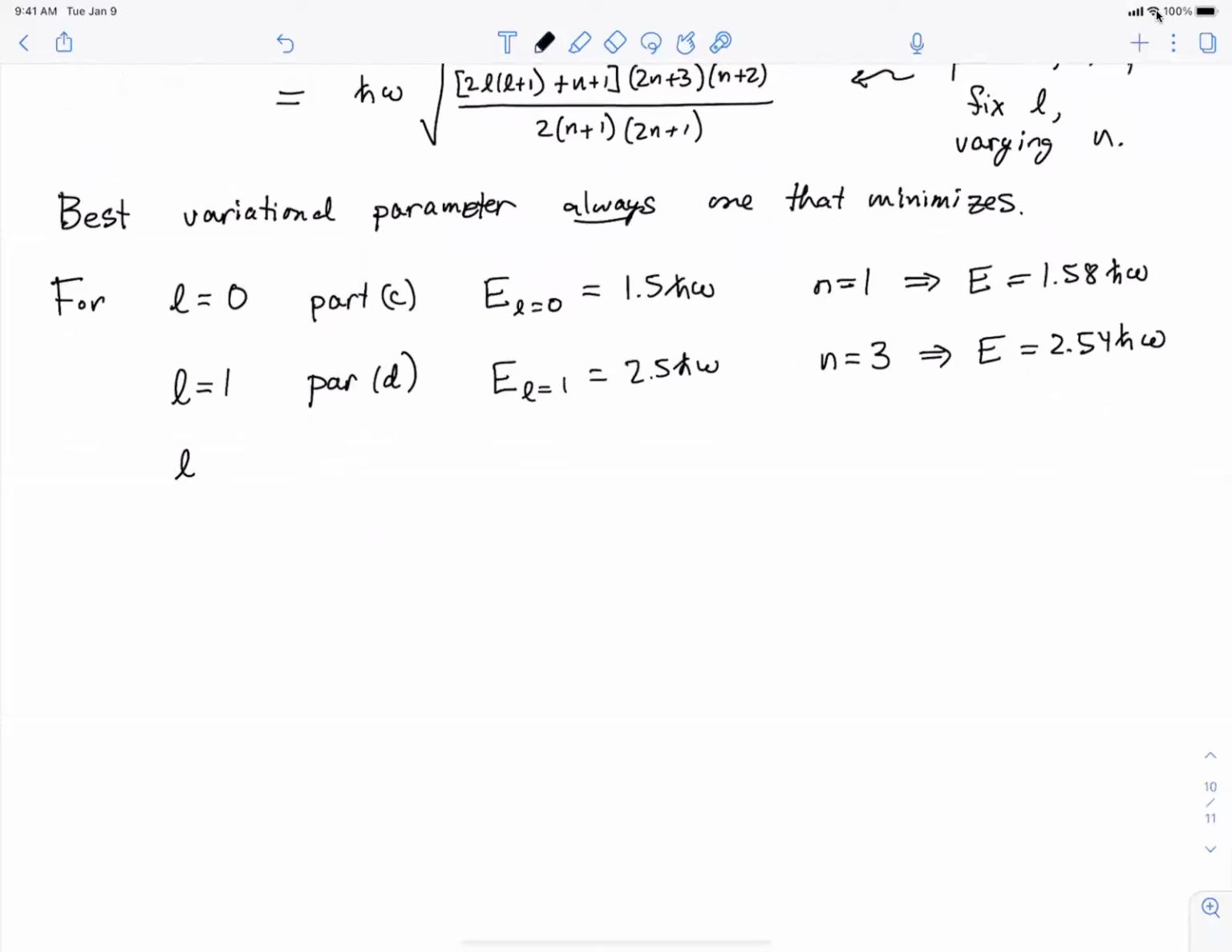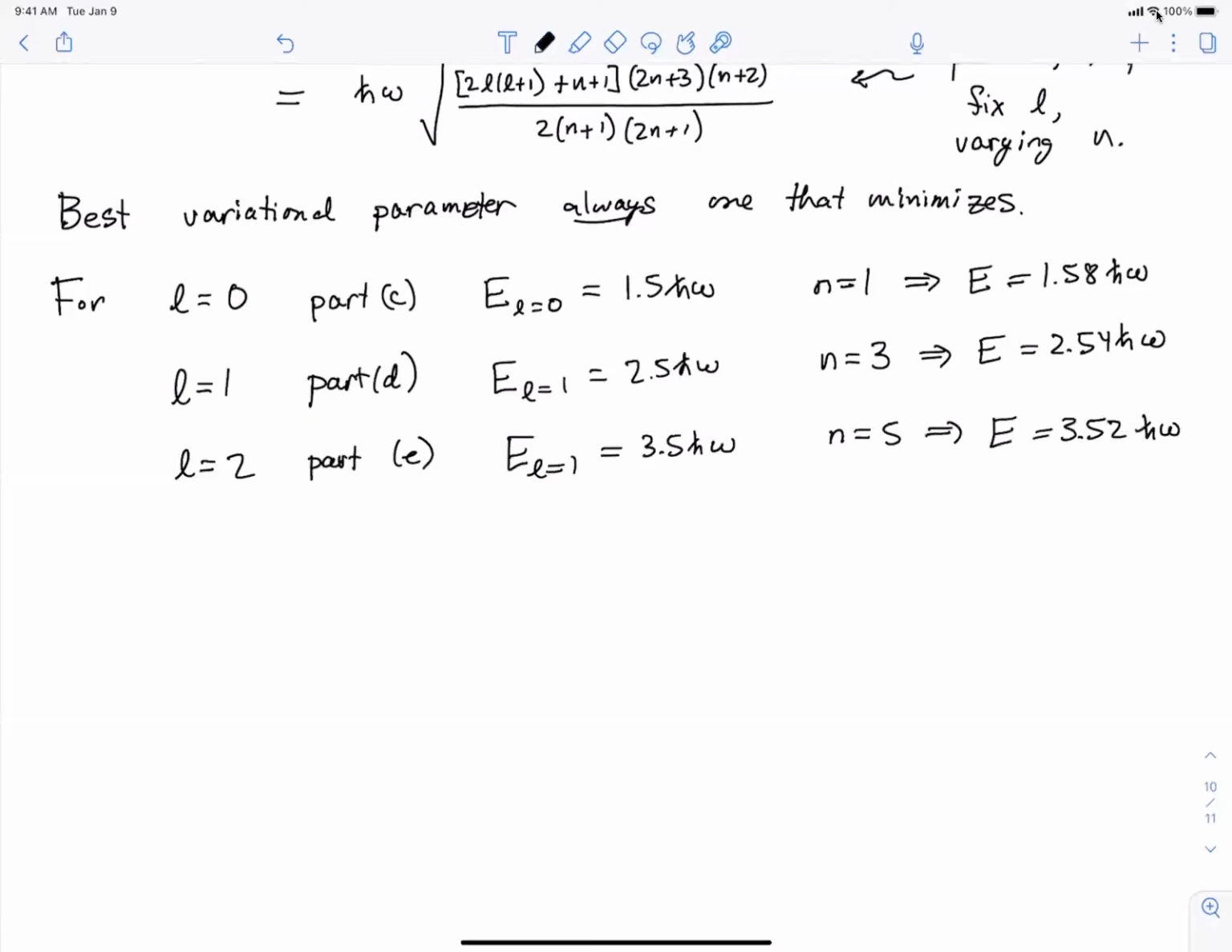And then for L equals 2, which is part E, the exact values, again, do not depend on n because n is fixed to be the minimum, which turns out to be n equals 5. And the energy was, in this case, 3.52 h bar omega. Sorry, this is L equals 2.